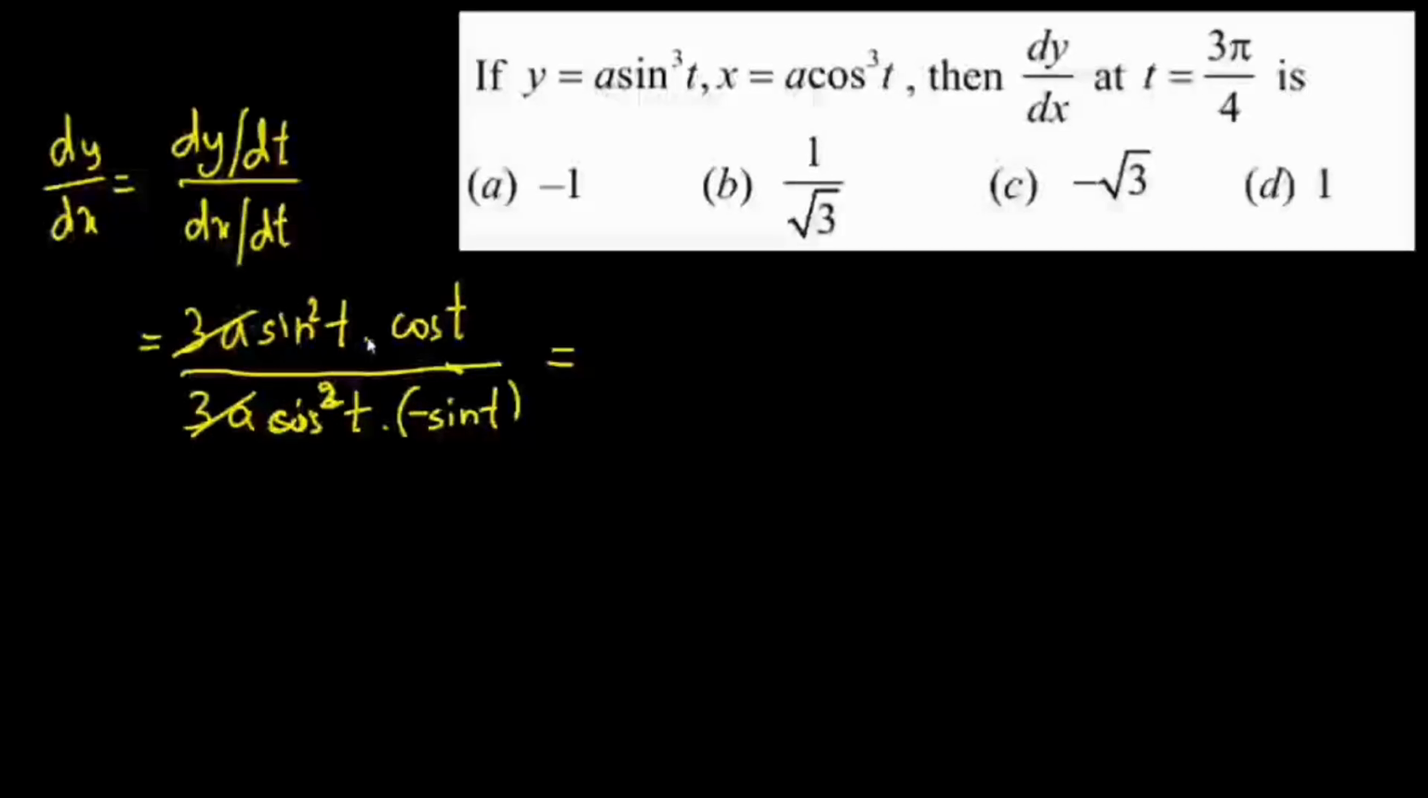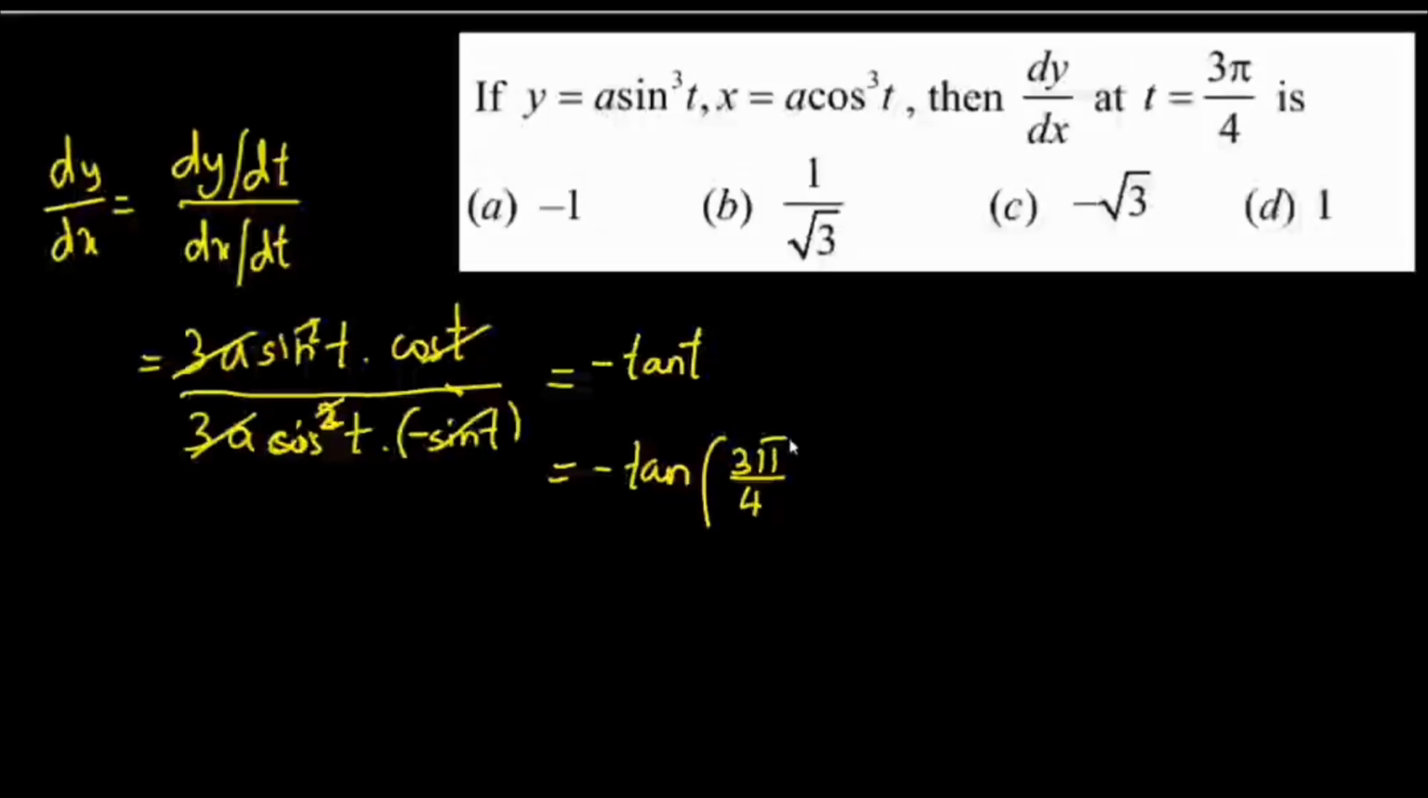If I simplify this, what do I get? 3a gets cancelled, 1 sine gets cancelled here and 1 cos gets cancelled. So I'll be left with sine by cos. Sine by cos is tan. I have minus, so it is minus tan t. This is my dy by dx. But they have asked for what value of t? 3 pi by 4. That is, minus tan of 3 pi by 4 value is asked.